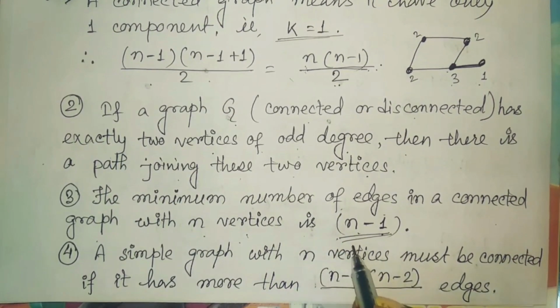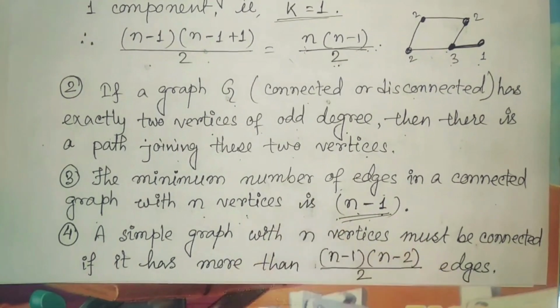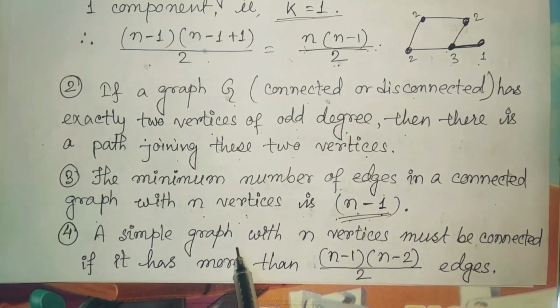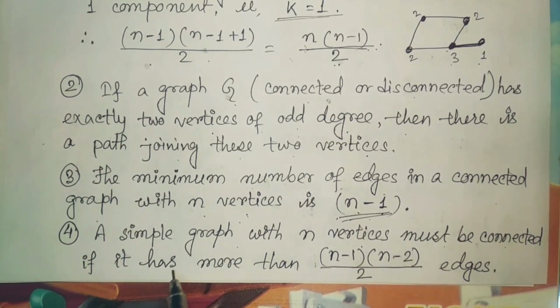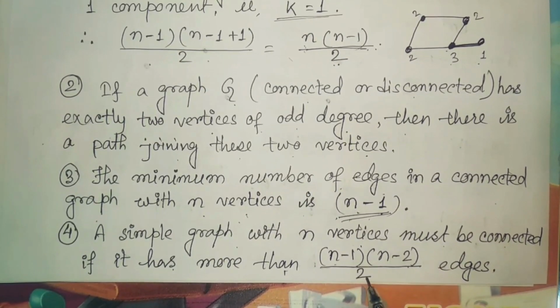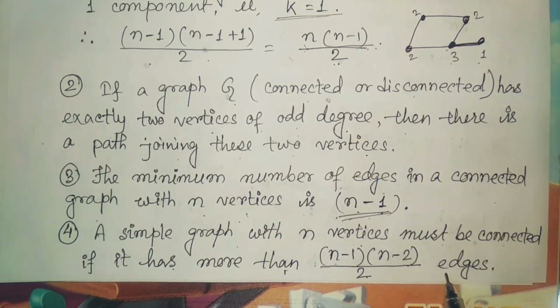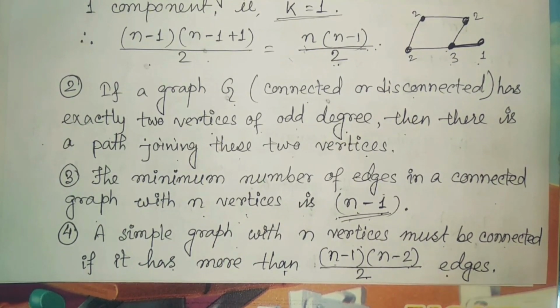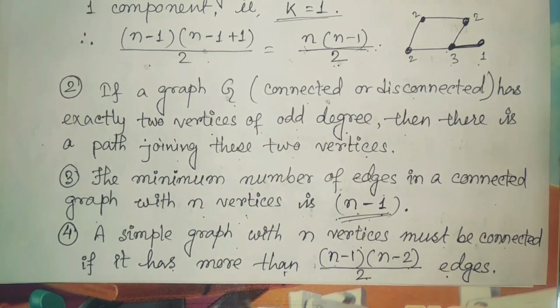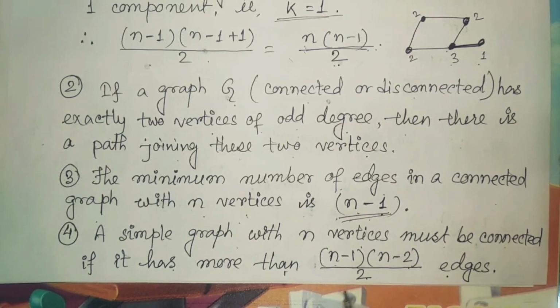One more conclusion is, a simple graph with n vertices must be connected if it has more than (n minus 1) into (n minus 2) by 2 edges. So if you have a simple graph with n vertices, you can say it is a connected graph if its edge count is more than (n minus 1) into (n minus 2) by 2.